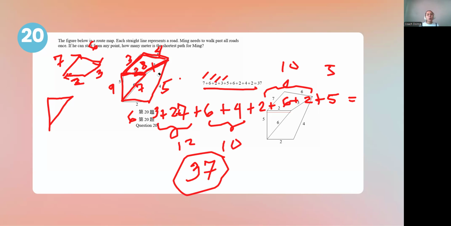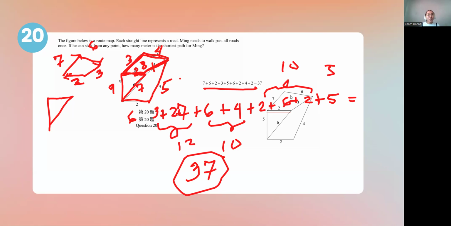All right. So again, we want to pass through the shortest distance as many times as possible if you were to cross twice. All right. So that's it for 21.